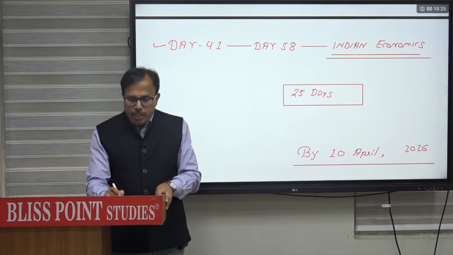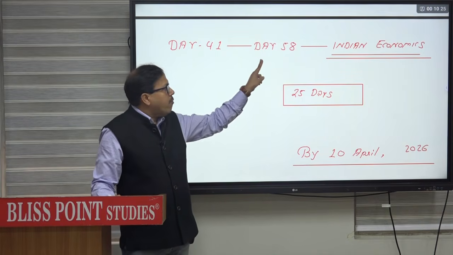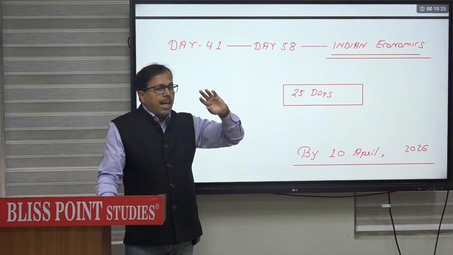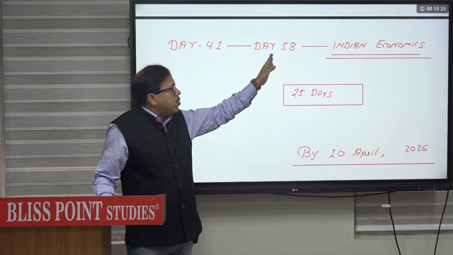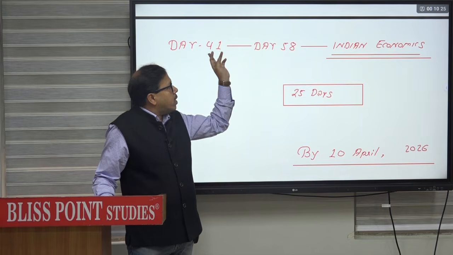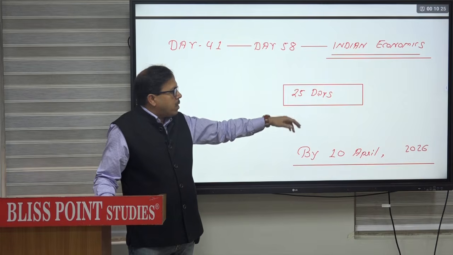Then again come to the Indian economy part. The Indian economy is 20 days, 41 to 58 I am saying for this part, which excludes 2 specific days for current events. So for current events and the specific program related topics, days 59 and 60 are there. So covering 41 to 58 will take you about 20-25 days.